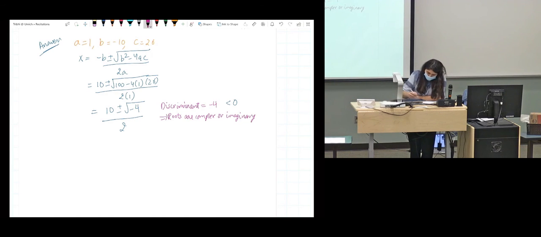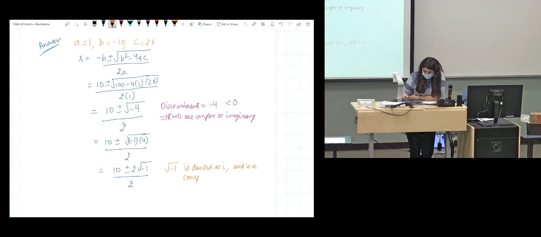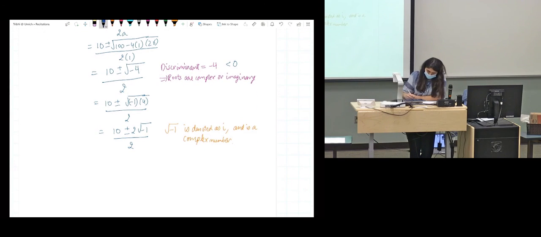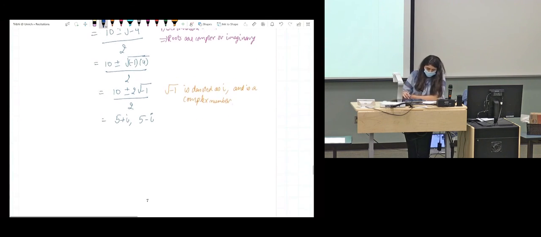imaginary. So the way to go about it is I take the 4 out of it, and then I know under root 4 is 2, so it becomes 2 times 1 times under root minus 1. We also know that under root minus 1 is denoted as i, and is a complex number. And so here you have our roots are 5 plus i and 5 minus i.